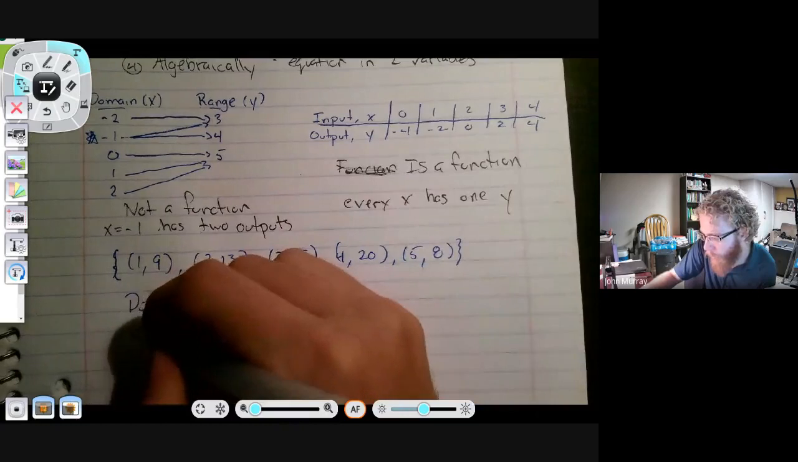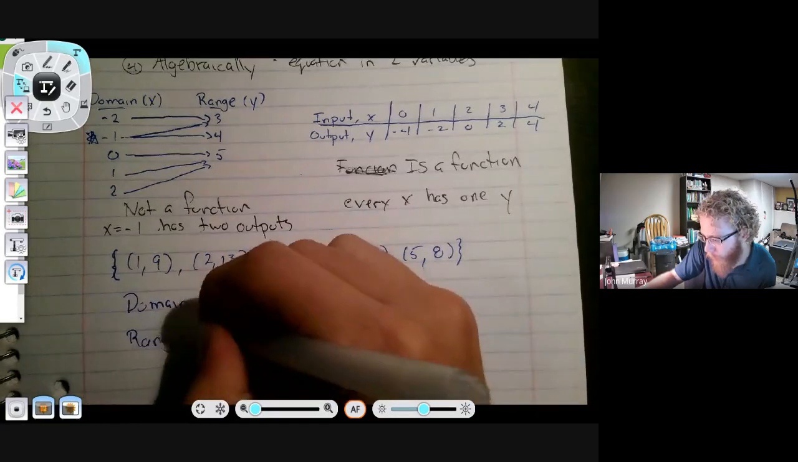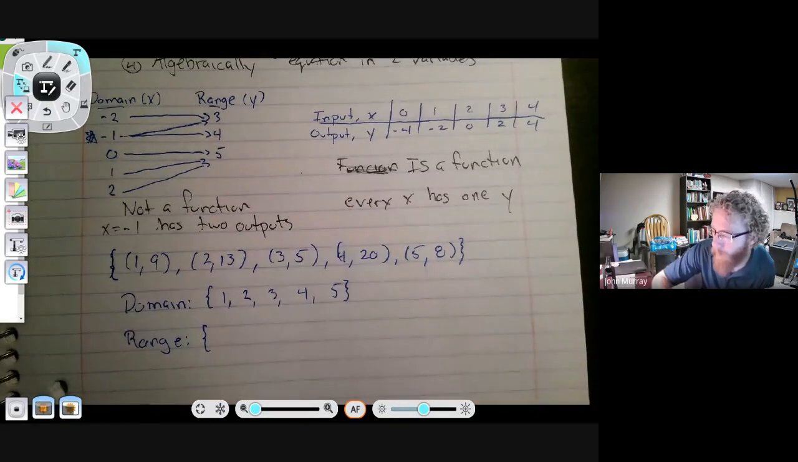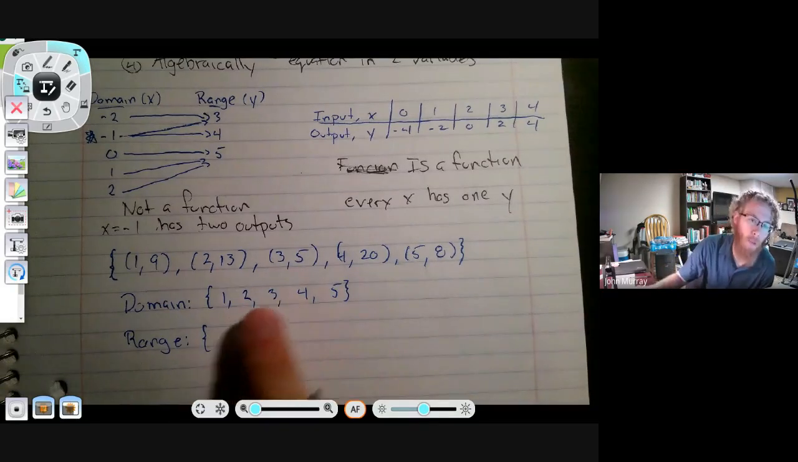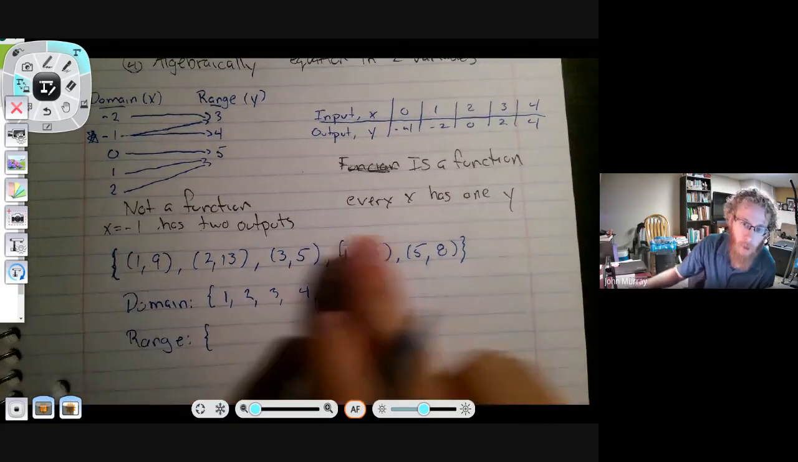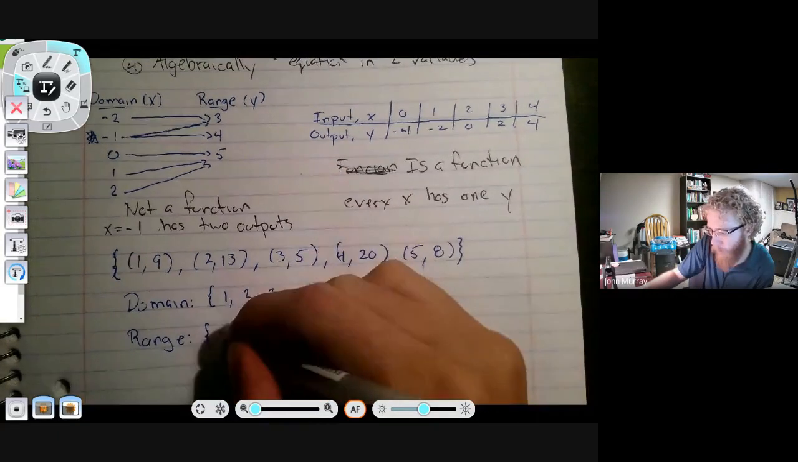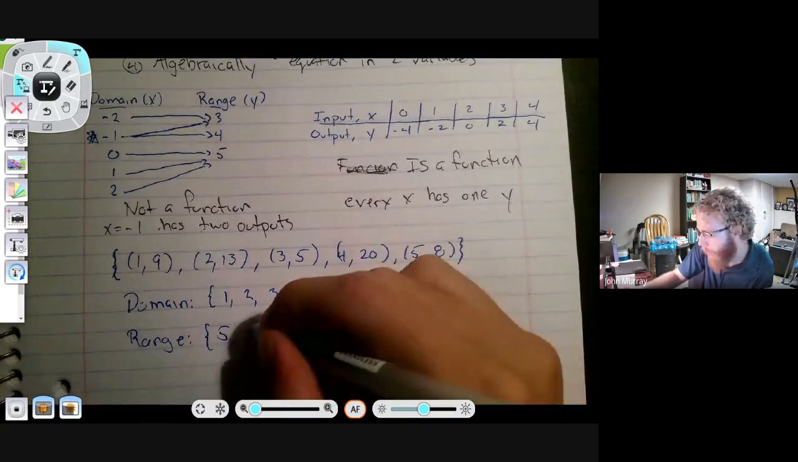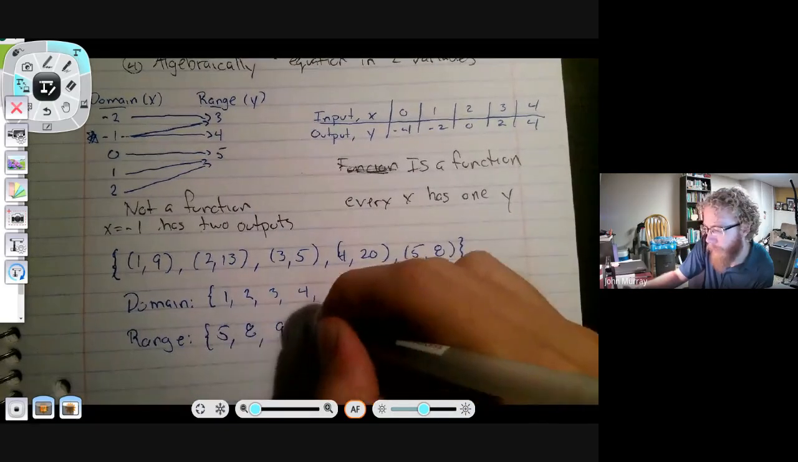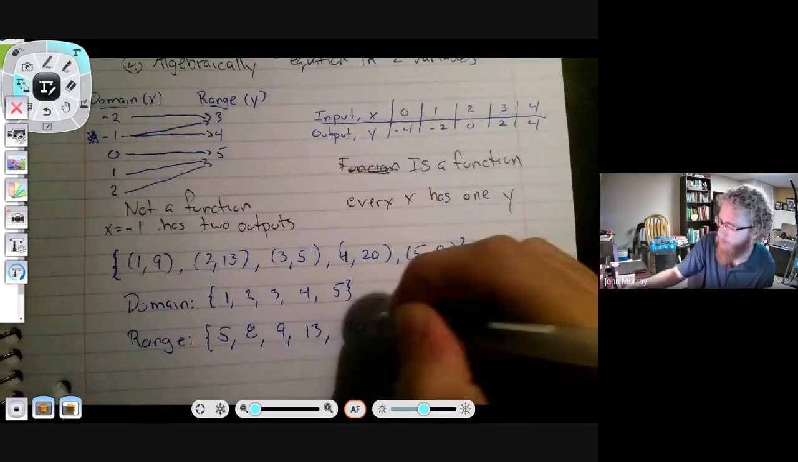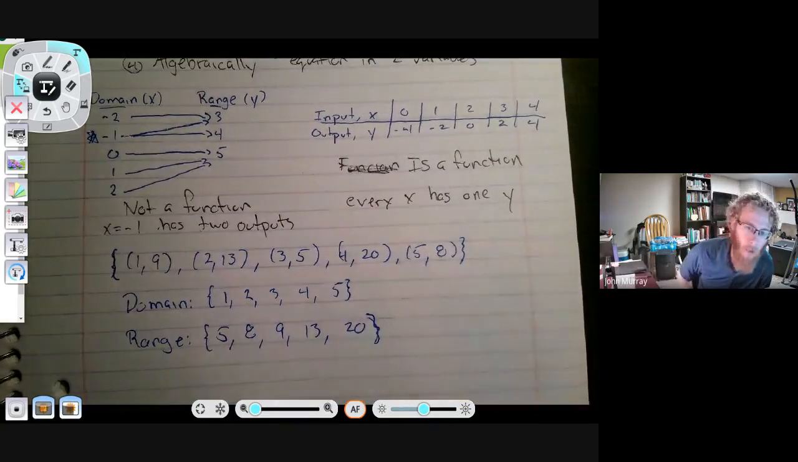And the range, what would our numbers be for the range? It'll be 9, 13, 5, 20, and 8. Good. Now, when we do this, we just like to put them in order, so they don't have to match right now with what we have up here. We're just going to put them in numerical order. So I have 5, 8, 9, 13, 20. And that's a closed bracket.